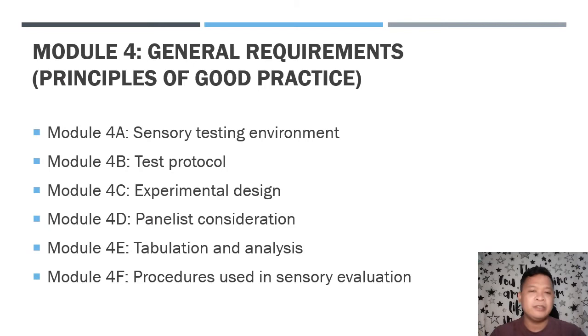These requirements include the testing room or the sensory testing environment, the test protocol, and the experimental design, which includes the planning on how to make these protocols, considerations for panelists, what they should be doing and not doing before and during and even after the evaluation, and how physically fit they should be, and so on. Tabulation and analysis. So these are the statistical considerations that we do. And finally, the common procedures used in sensory evaluation.